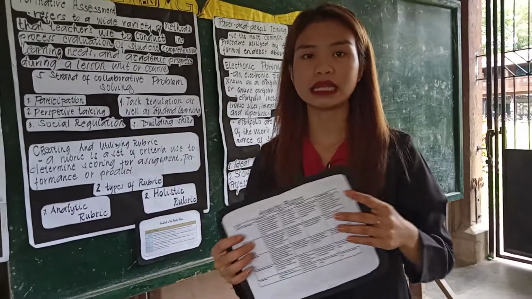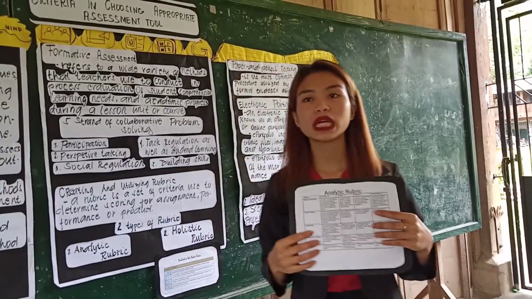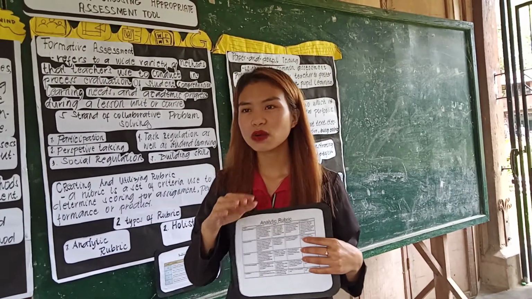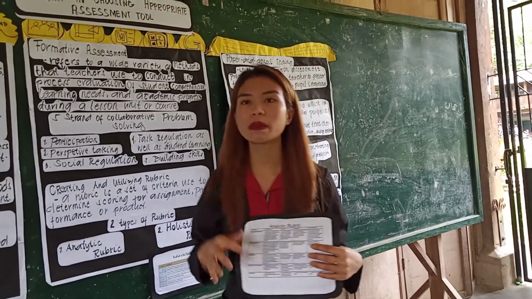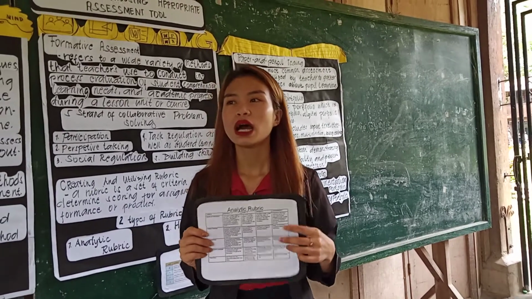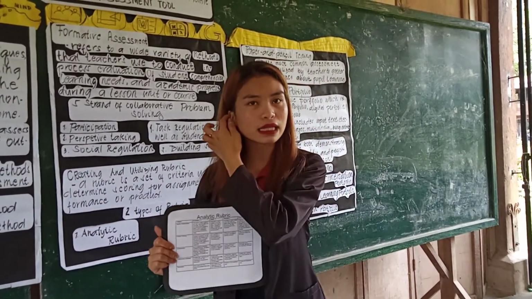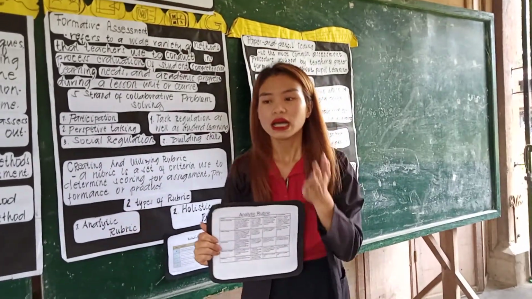Next is ang analytic rubric. Ang analytic rubric is pinakamahirap siya sa lahat. Ang analytic rubric is mabusisi siyang pag-judge ng isang judge kung ano yung nakikita niya sa isang learners. Halimbawa, teacher, kung ano yung nakikita niya sa isang learners.